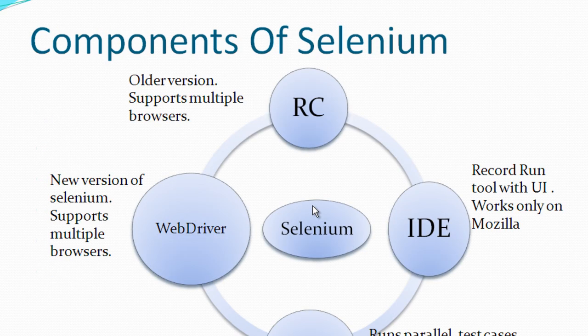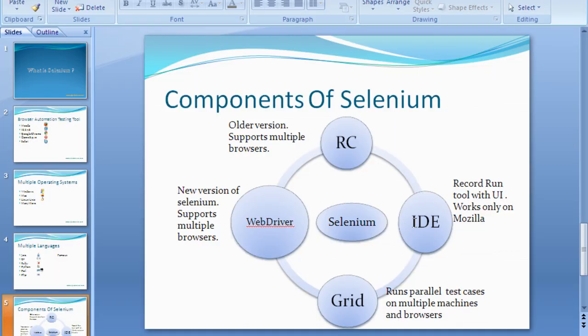Now coming over to the components of Selenium. Here's where the maximum confusion is. Selenium is made up of 4 components. Presently there are 4 components in Selenium: IDE, RC, Grid and Webdriver. Now let us take up the first component, that is the IDE. IDE comes as an add-on in Mozilla Firefox. It only works in Mozilla Firefox.